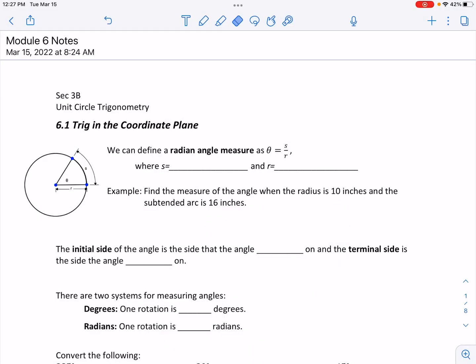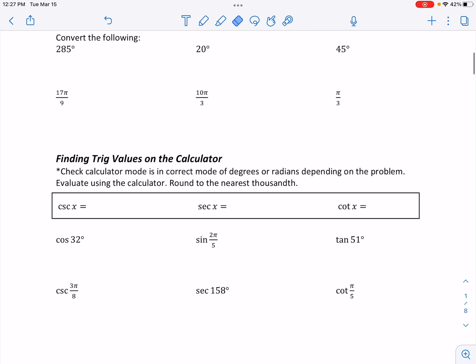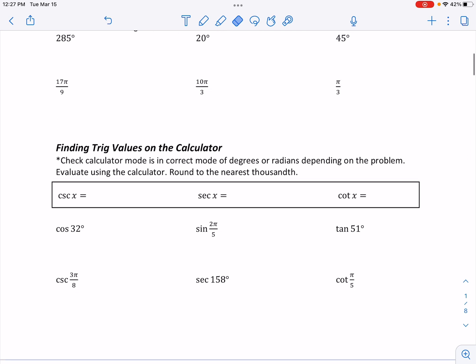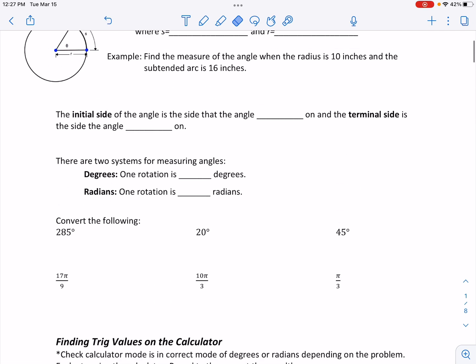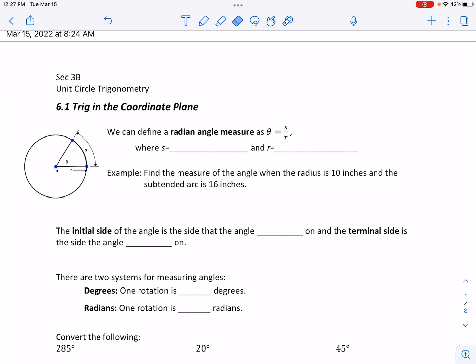All right, today we're going to talk about finding the arc length, changing from degrees to radians and radians to degrees, how to convert from one form to the other, and how to evaluate some basic sine, cosine, tangent trig functions, or trig ratios.